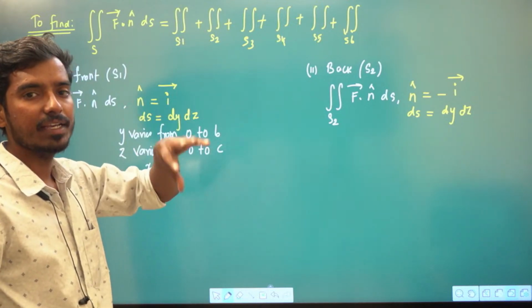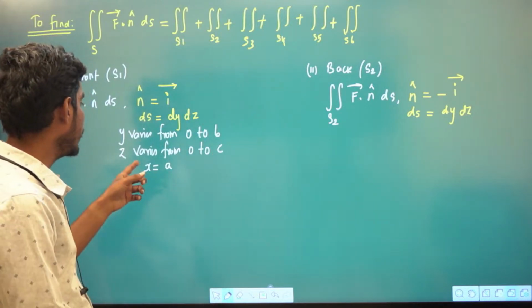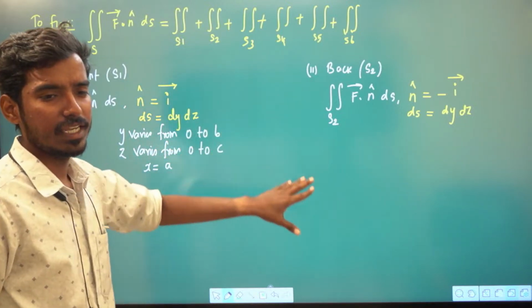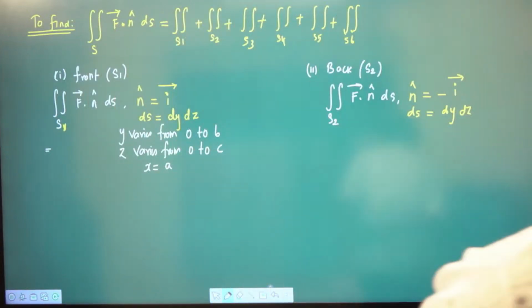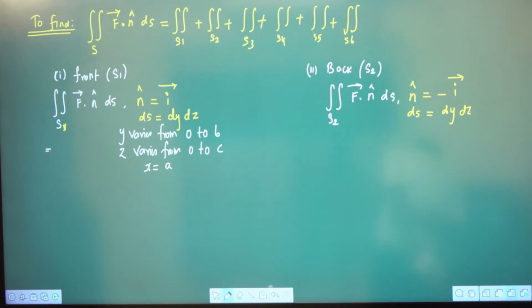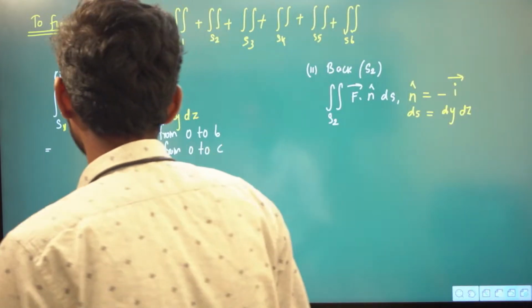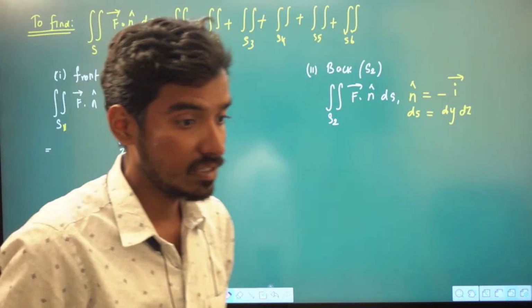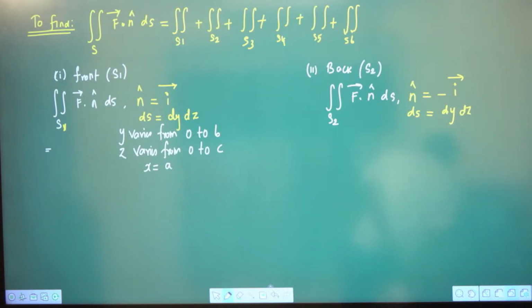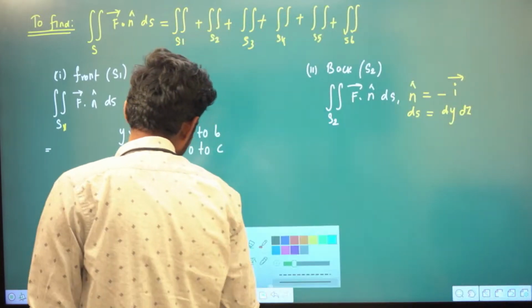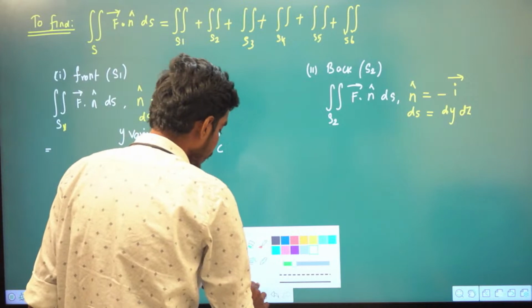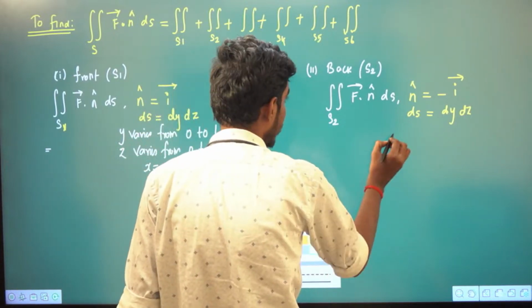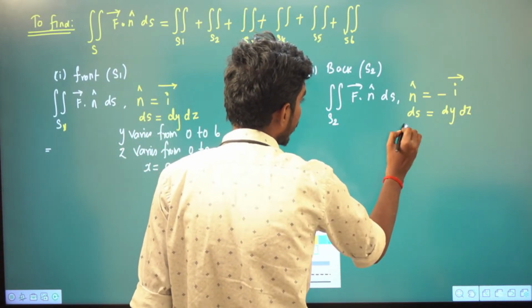Suppose they say x varies from 0 to 1, you just take that number. Here they have said y varies from 0 to b and z varies from 0 to c. That's why I have taken those limits. The limits may vary for each problem, but this n cap and dS will not vary. Now after finding these three, here also dS is dy dz.